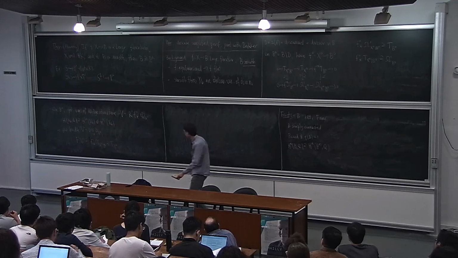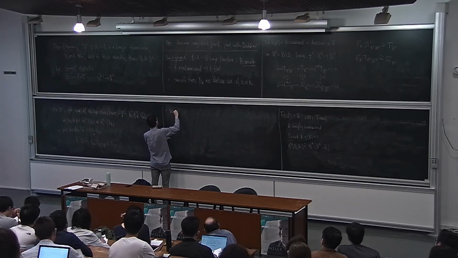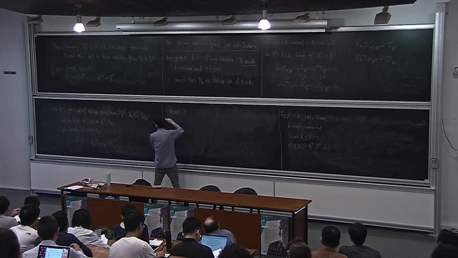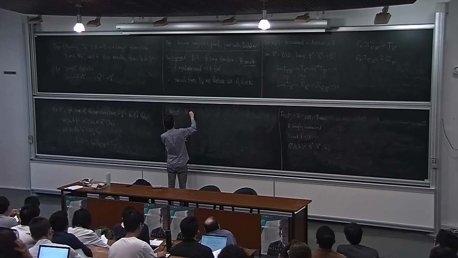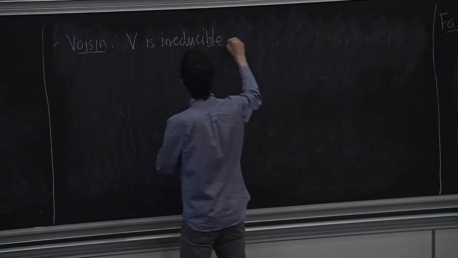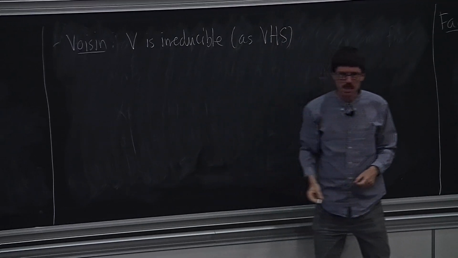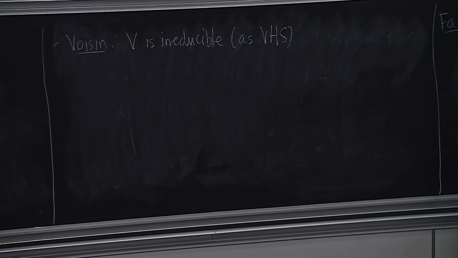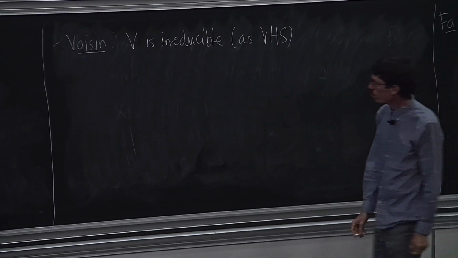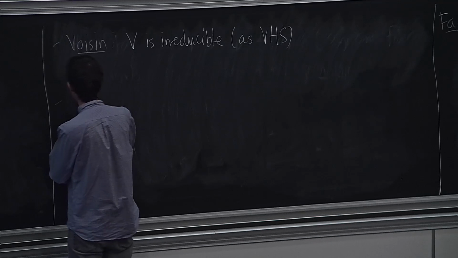Okay, and so then there's two other facts. So there's a result by Voisin that says that this V is irreducible as a VHS. Okay, so V doesn't split in any way. And then the second bit is another result by Matsushita.